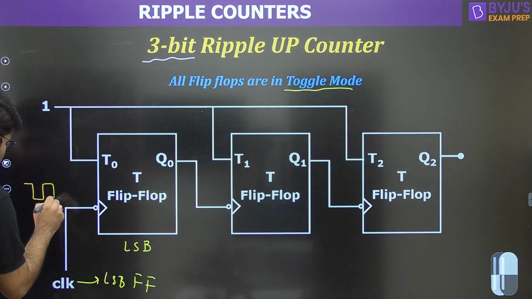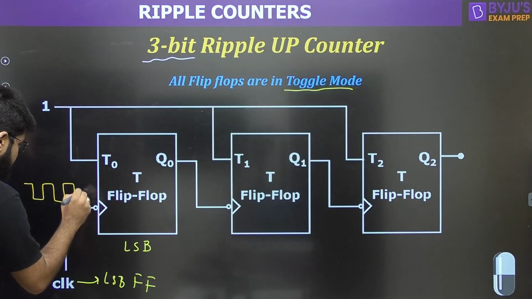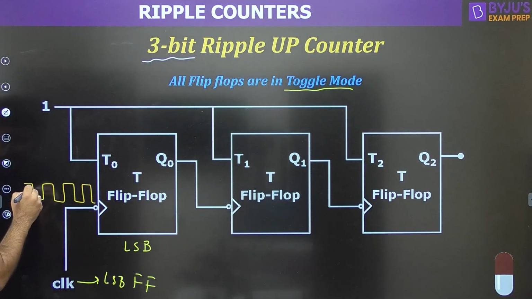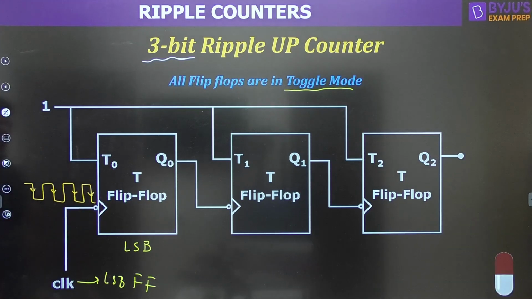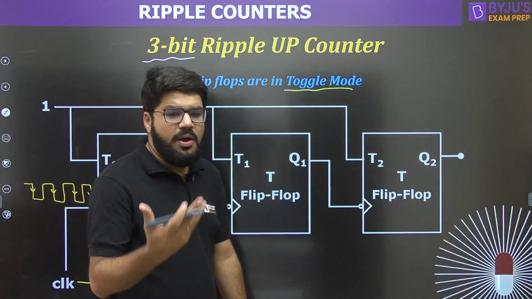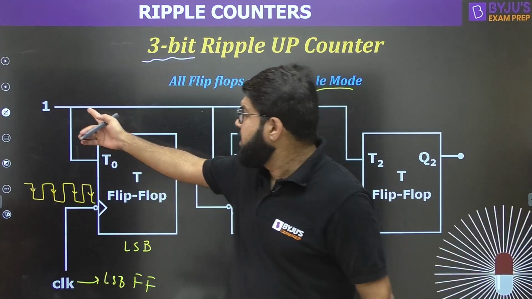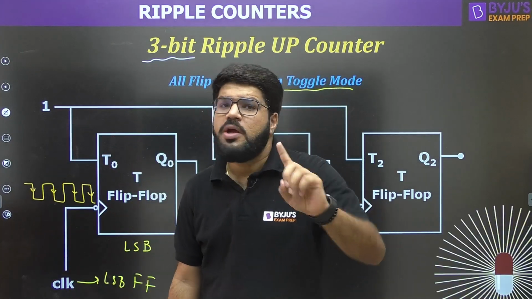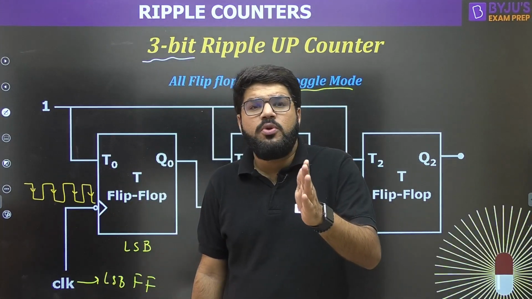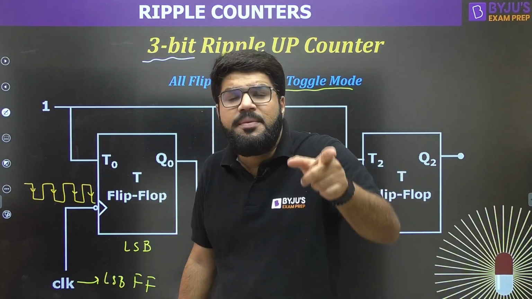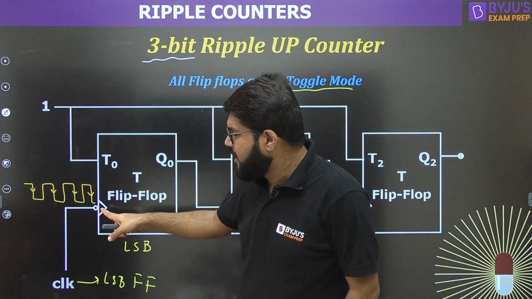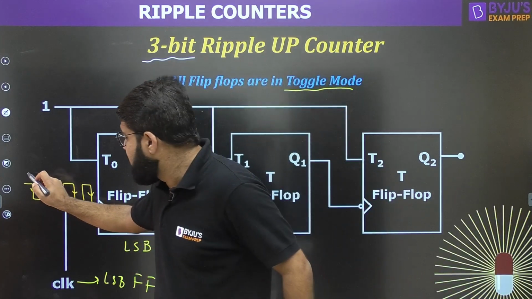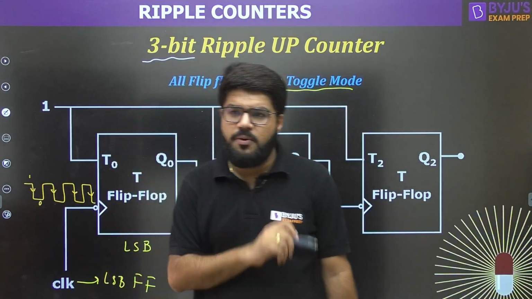Clock is a periodic waveform. Suppose I have applied a periodic square waveform here, and whenever there is a negative edge on the clock, the flip-flop will toggle, because the T input is 1. If you apply T equal to 1, it doesn't mean that the flip-flop is going to toggle immediately. It has to wait for the clock negative edge, because it is a negative edge triggered device. Negative edge means a transition from 1 to 0.